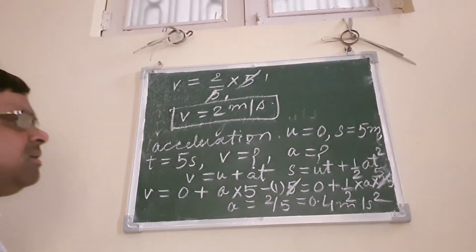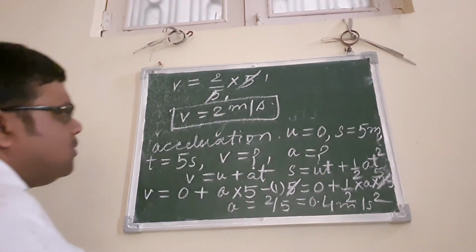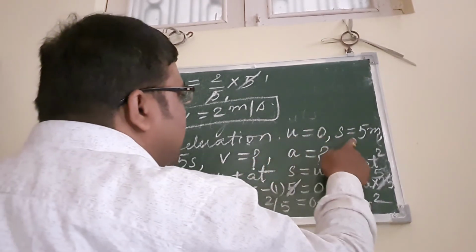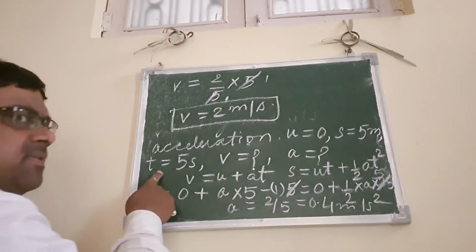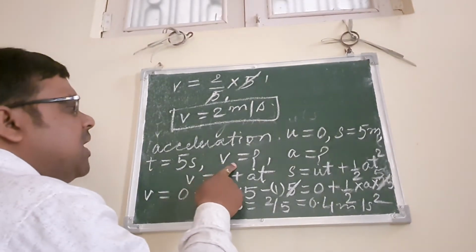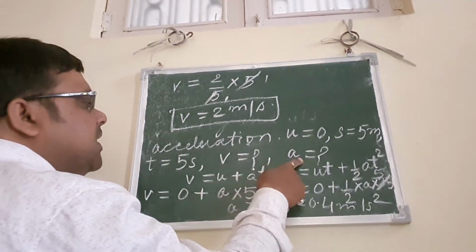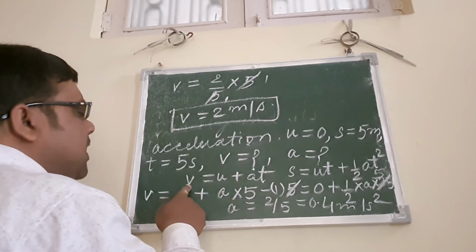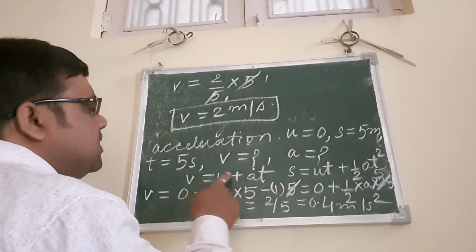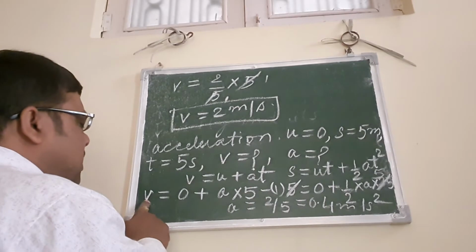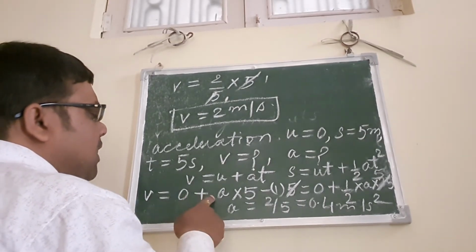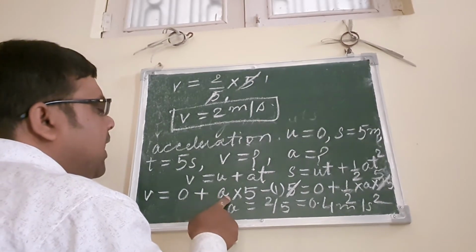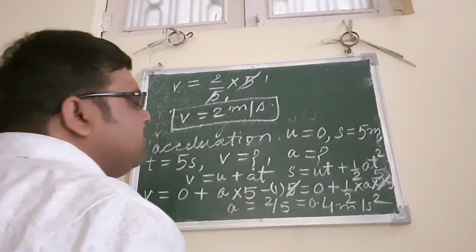So here we can understand it once more. u is 0, s is 5 meter, time was 5 seconds. v, we have to find the final velocity and the acceleration. Applying the first equation of motion, v is equal to u plus at. v is equal to u, which is 0, plus a into time, that is 5.